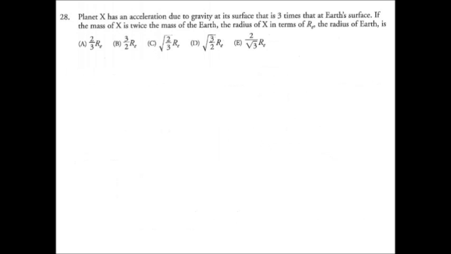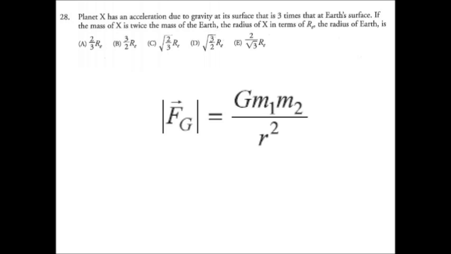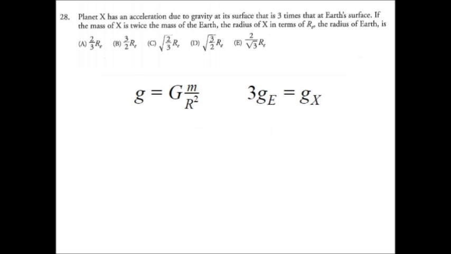Planet X has an acceleration due to gravity at its surface that is 3 times that at Earth's surface, 3g. If the mass of X is twice the mass of the Earth, the radius of X in terms of the radius of the Earth is what? Is making my head spin, is a headache. There is Newton's law of universal gravitation, which means that the acceleration due to gravity, small g, at the surface of a planet is equal to big G times the mass of the planet divided by the radius of the planet squared. And we know that little g on planet X is 3 times 9.8.